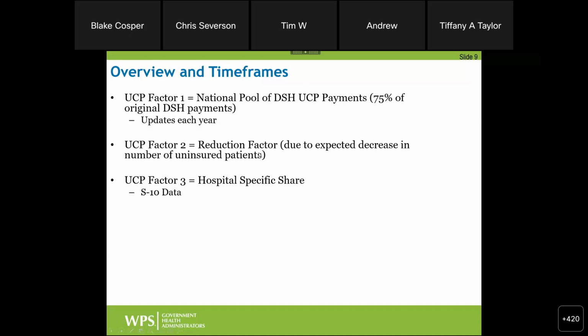Factor 2 is a reduction factor that is calculated each year due to CMS's expectation that the number of uninsured patients should be decreasing year by year due to the various programs. And so basically factors 1 and 2 tell us what money is available to pay out hospitals across the nation. Factor 3 is that hospital-specific share of that pool. This is where the S-10 data comes into play. We review the S-10 data, CMS uses it to calculate factor 3s for a future year, and then that's your share of the big pool.